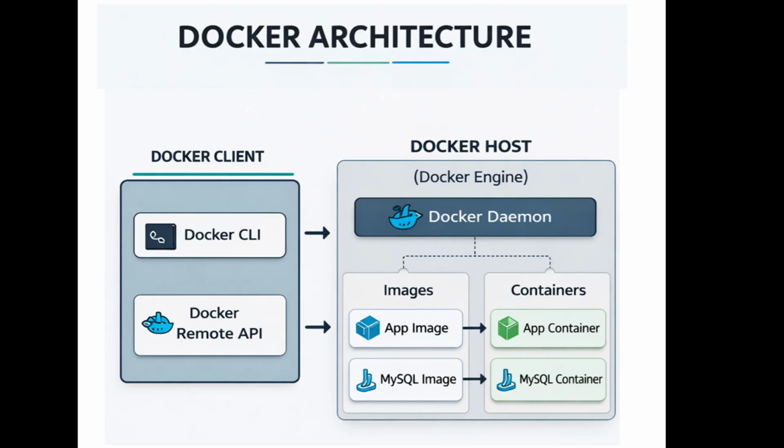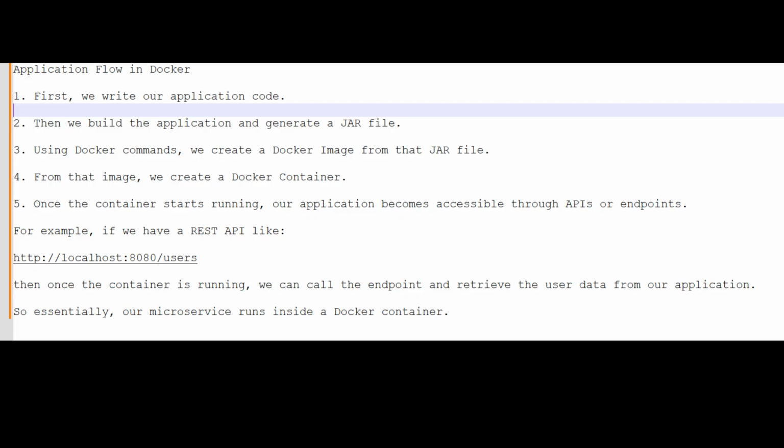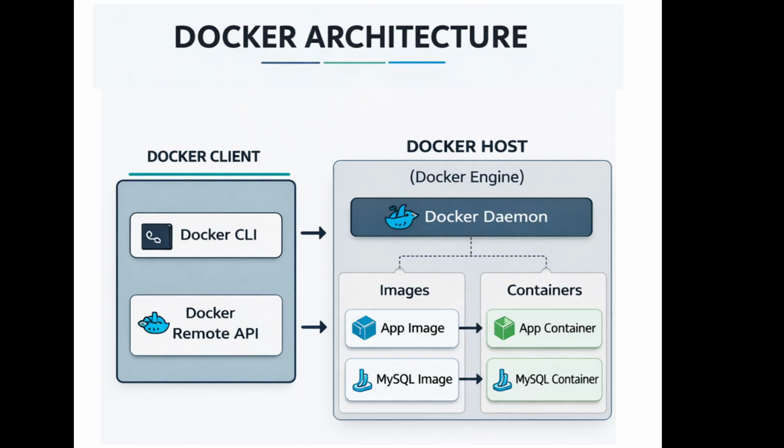Okay. So this is the application flow in Docker. You can read these lines which we discussed so far. Once the container starts running, we can call that endpoint and retrieve the user data from our application. So essentially our microservices run inside a Docker container.